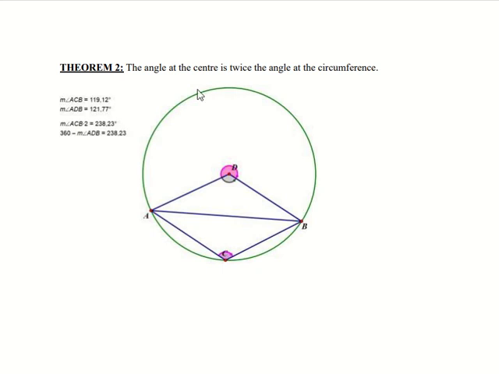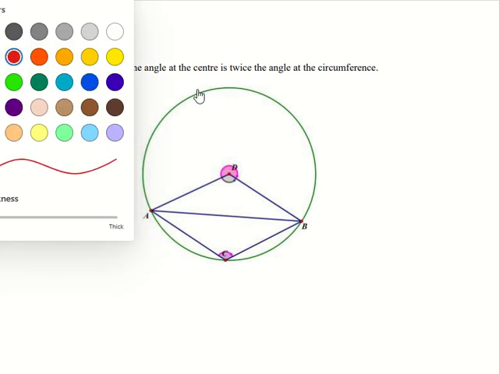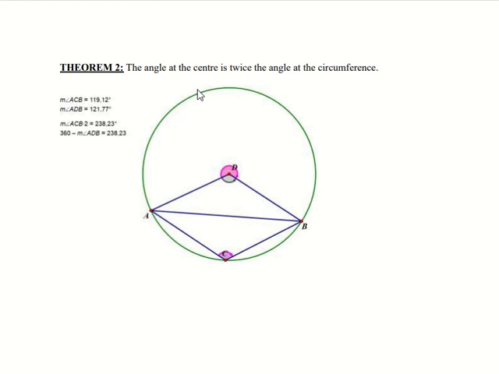So now, how do we prove that? We are still constructing. So what do I do? I join C and D and produce to E, so that I can create an exterior angle. So I'm going to separate my angle D into D1 and D2.